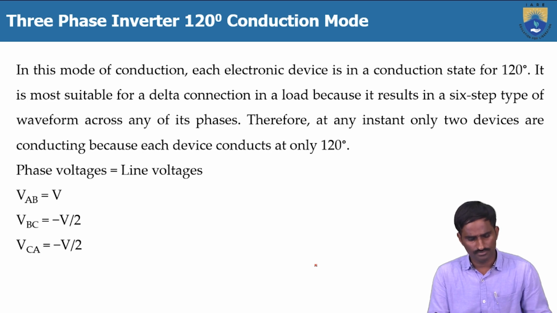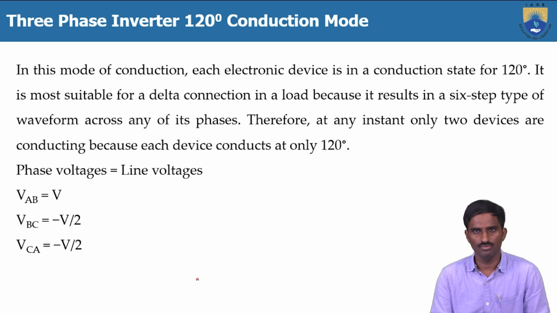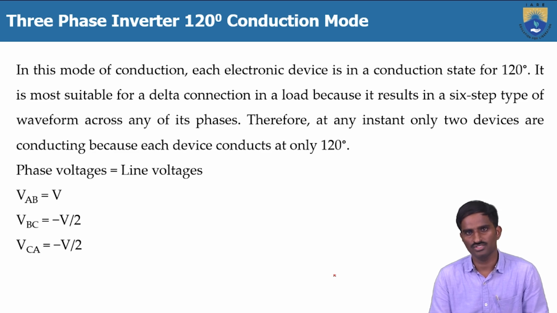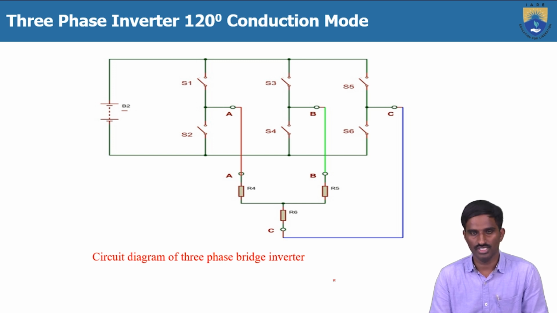Of course here the phase voltages are equal to line voltages. So how it is means here VAB is equal to V, VBC is equal to minus V by 2, and VCA is equal to minus V by 2. That we will see one by one. So in 120 degrees mode of conduction and in 180 degrees mode of conduction, the circuit is same. Okay, the circuit is same.